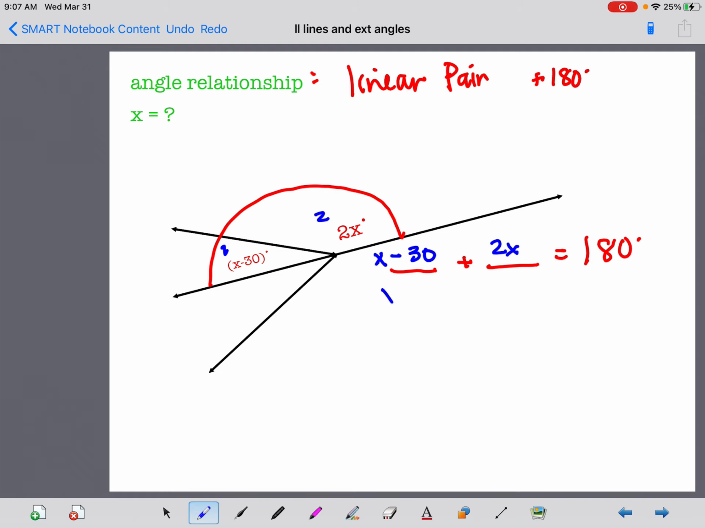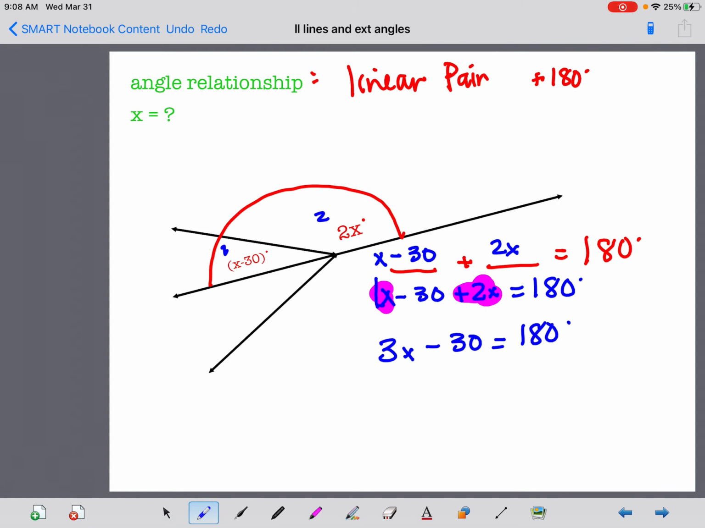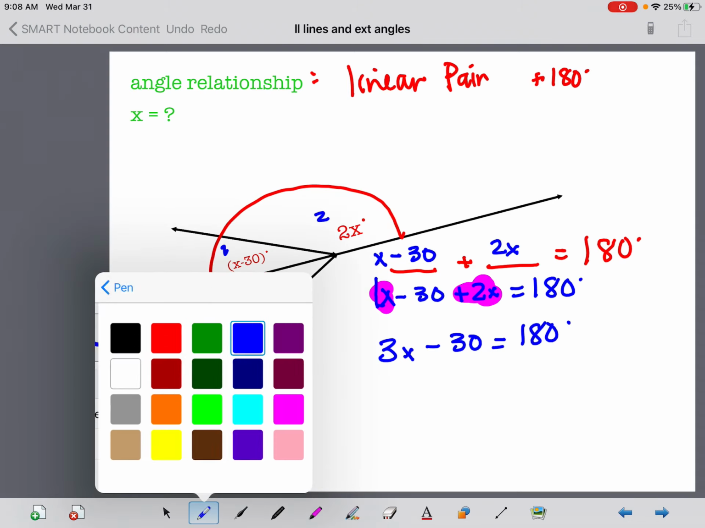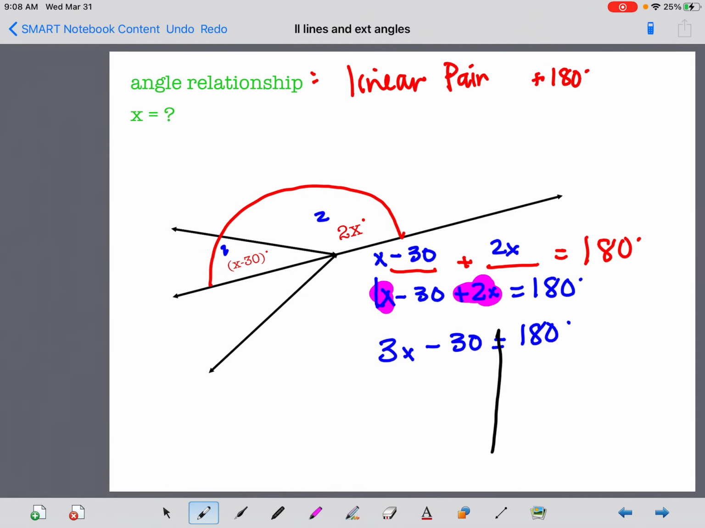Now I'm going to use this information. x minus 30 plus 2x has to equal 180 degrees. The first thing I should do here is combine my like terms. I have an x and I have a 2x. When I combine those together, remember this is an invisible 1x, so that is 3 total x's minus 30 is equal to 180 degrees. So now I can go through and solve the rest of this equation. I'm going to change colors here really quickly in order to do that so you can kind of see separately. Add 30 to both sides.